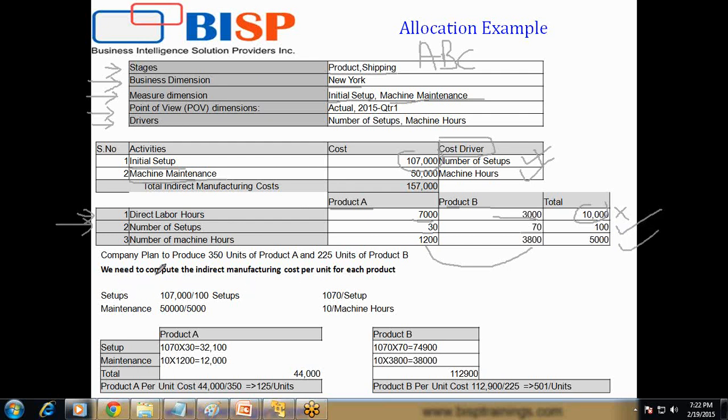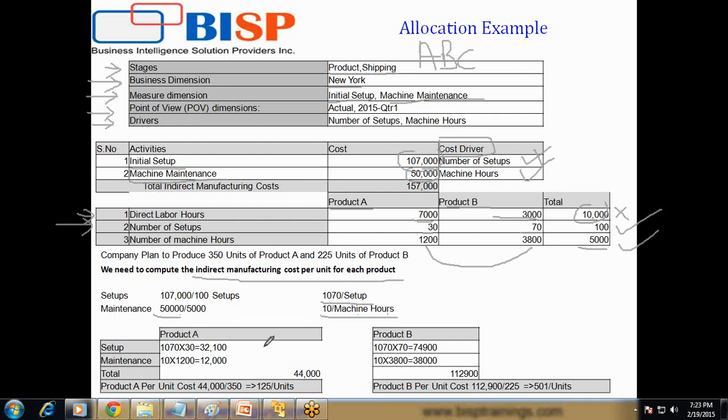In order to find the unit cost, we need to compute the indirect manufacturing cost per unit for each product. It's simple: take initial setup or machine maintenance and divide by cost drivers. So your initial setup is 107,000, divided by your cost driver, number of setups, which is 100, so you get 1070 per setup. Similarly, total machine maintenance cost is 50,000, divided by your cost driver 5,000, so $10 per machine hour. This is what we found.